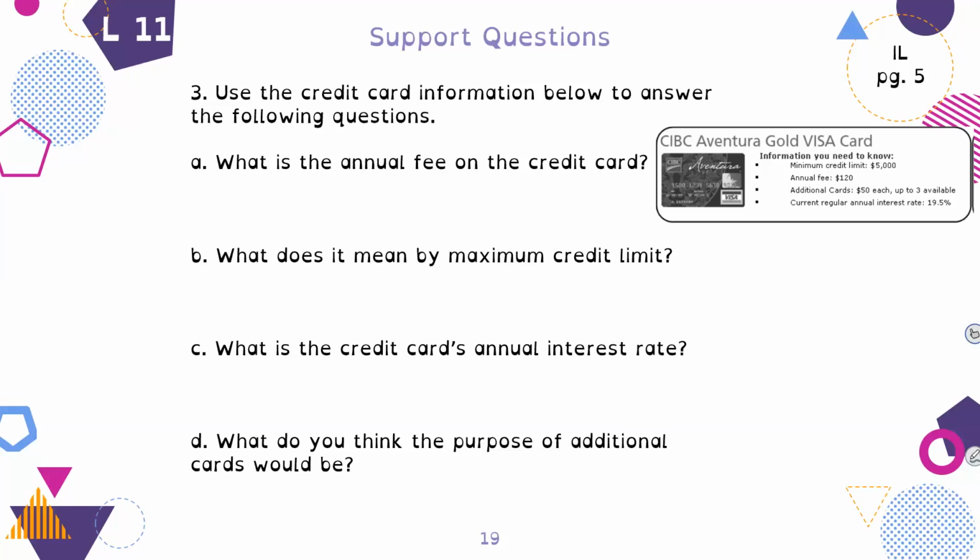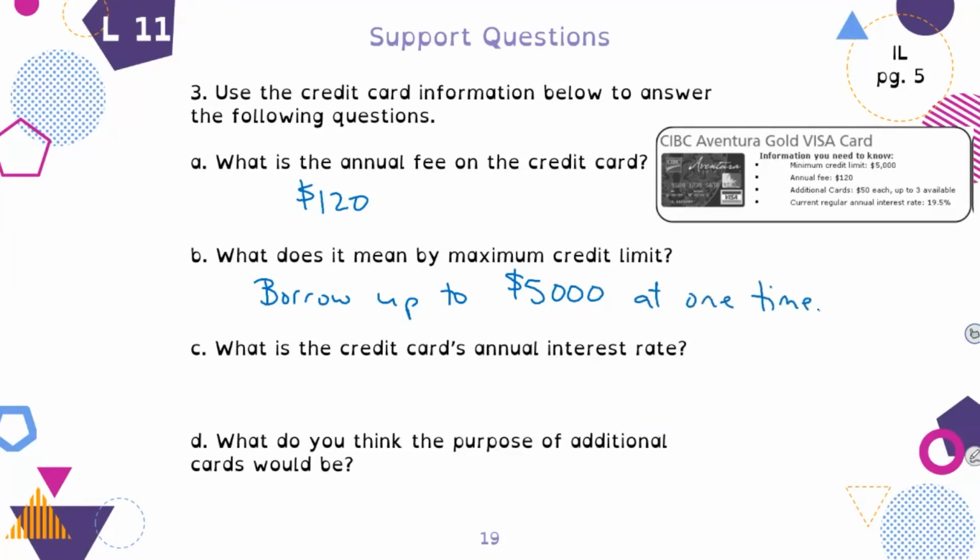Answering the questions: what is the annual fee on the credit card? That is $120. What does it mean by maximum credit limit? You can only borrow up to $5,000 at one time. What is the credit card's annual interest rate? 19.5%, which around there is pretty standard.